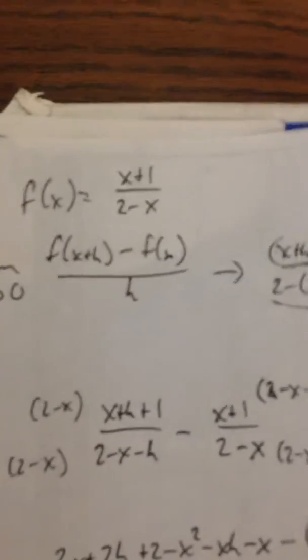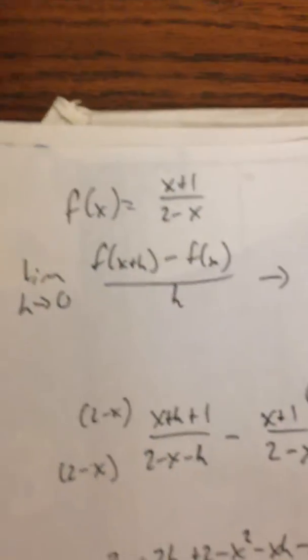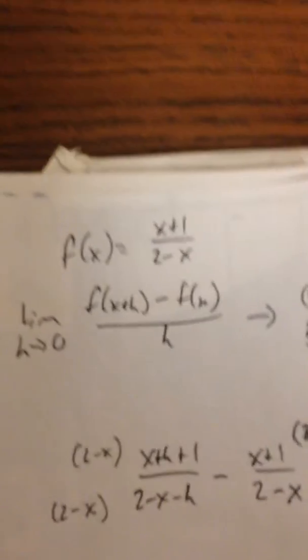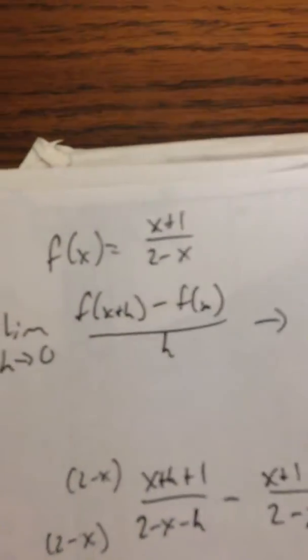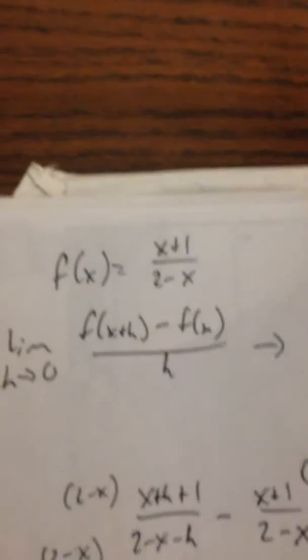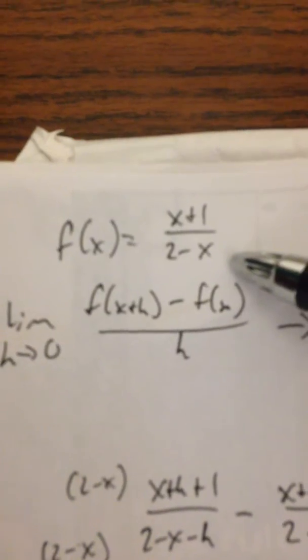So the original problem asks you to use the definition of the derivative to find the derivative of x plus 1 over 2 minus x.